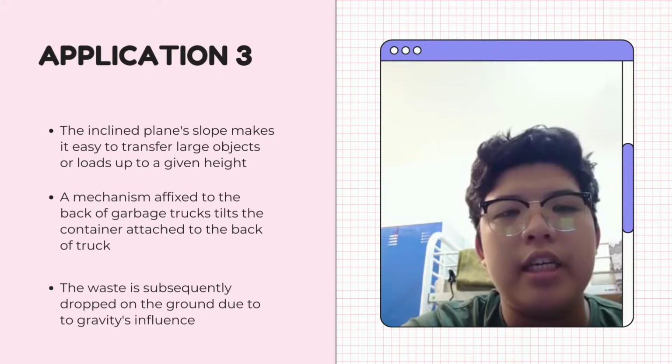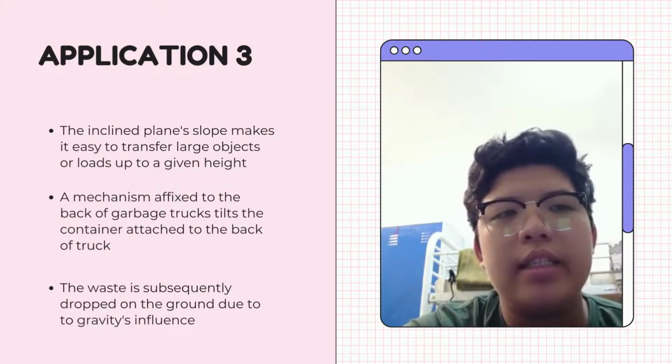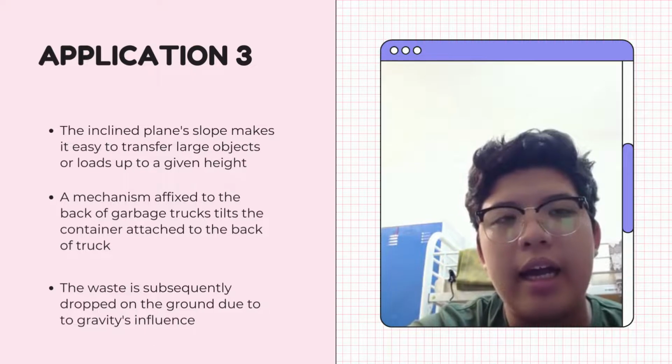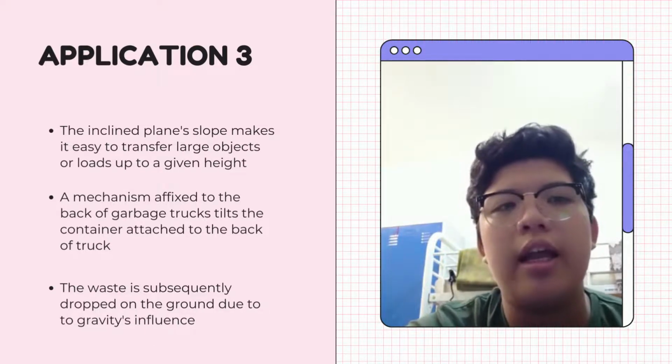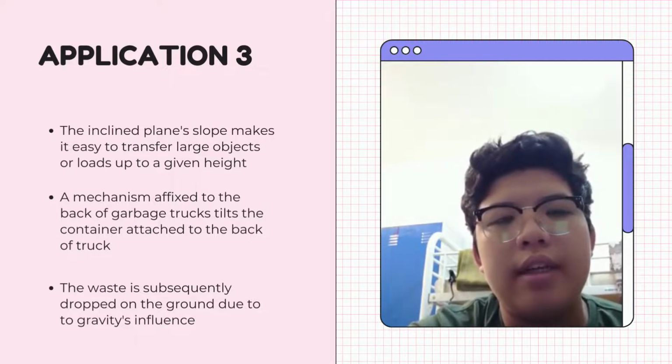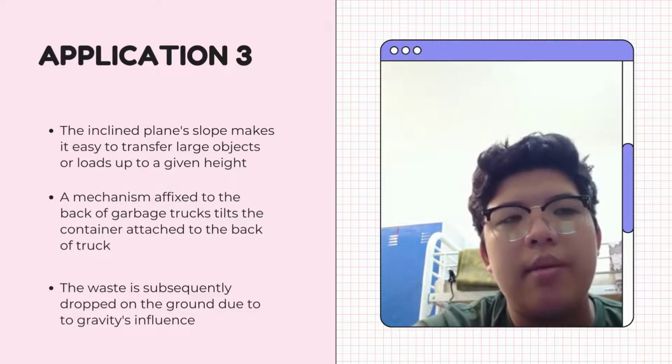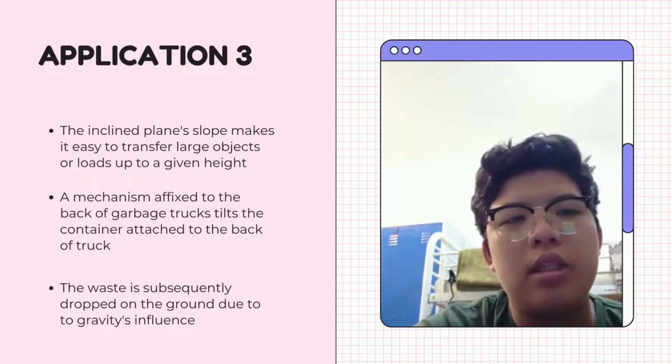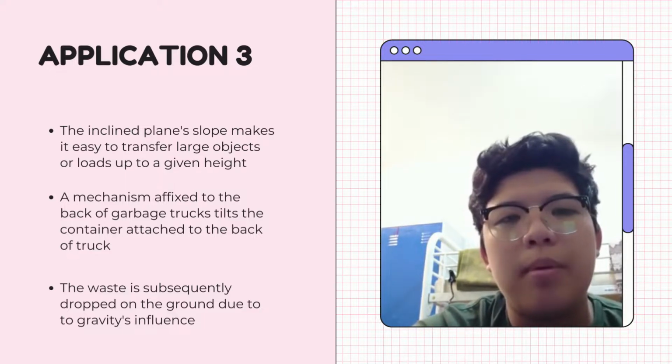Lastly, another application is dumping garbage. A flat surface that is tilted or inclined at an angle other than a right angle is called an inclined plane. This indicates that one end of the surface is elevated over the other. The inclined plane slope makes it easy to transfer large objects or loads up to a given height. Because an inclined plane extends the distance over which the force must be exerted, the effort required is reduced. In other words, rather than lifting the weight, an inclined plane allows it to be shifted from one position to another by directly applying a push or pull force.